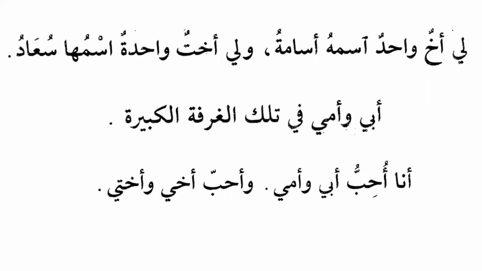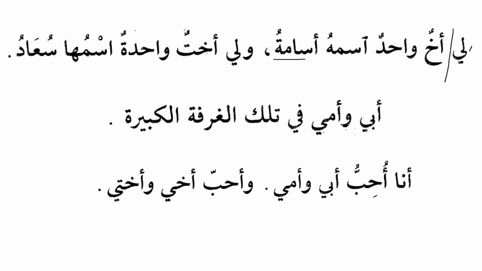Li akhun wahidun. We have learned in the previous lesson that li is used for relationships and also for body parts. Li akhun wahidun. Akhun is mawsuf and wahidun is sifa. Ismuhu Usamatu. His name is Osama, and we know that Osama is mamnu min as-sarf.